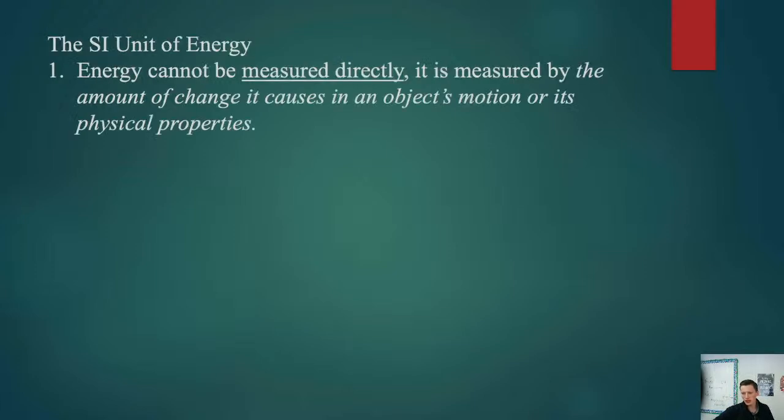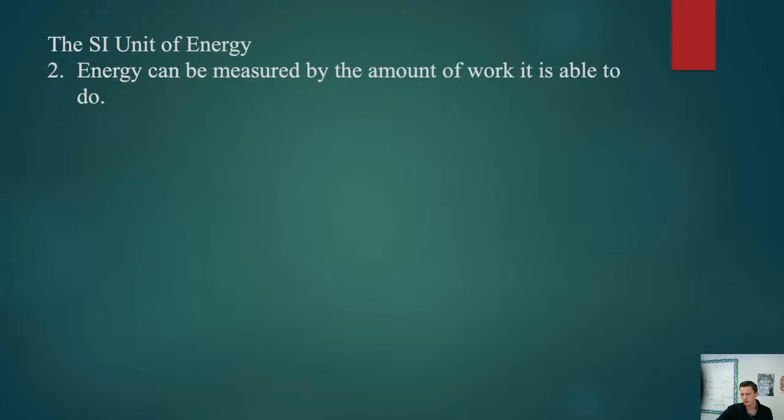The SI unit of energy. Number 1, energy cannot be measured directly. It is measured by the amount of change it causes in an object's motion or its physical properties. It's not like, oh, this much energy. It's more like, it did this much damage or movement, and there are terms you may learn later for the different things energy can do. But energy cannot be measured directly.